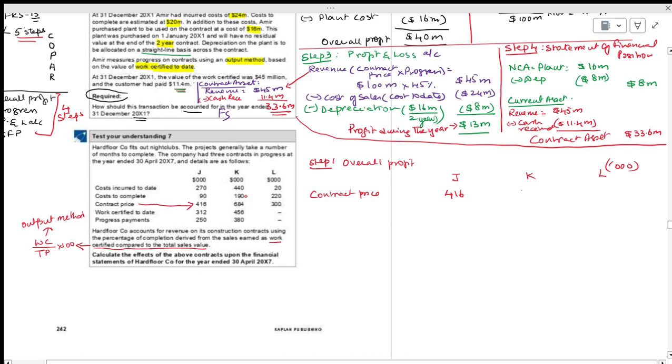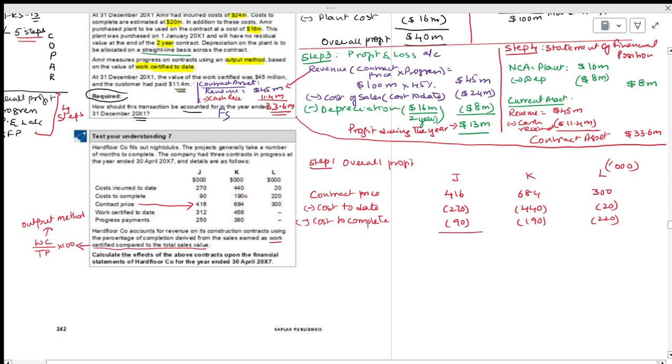684 and 300. Next, cost to date is how much? Cost to date 270, 440, 20. Cost to complete, how much? 90, 190, 220.